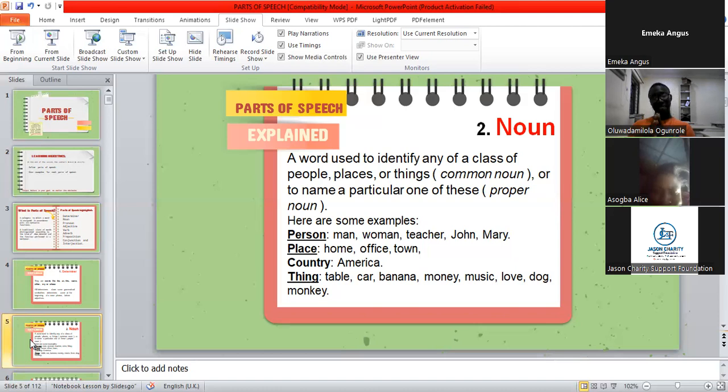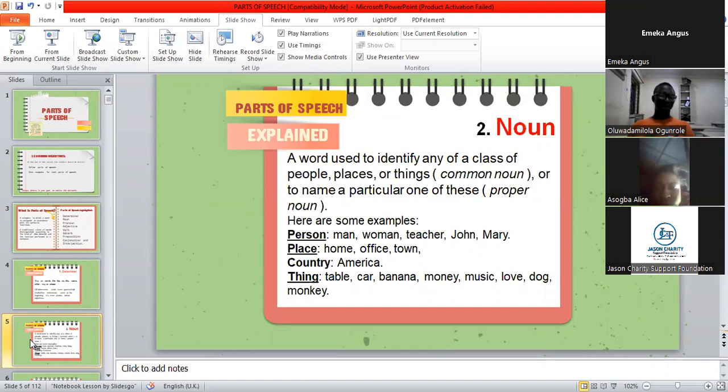You can have an example of a name, John, Mary. Or basically, you can just use some of these things as a common thing: man, woman, teacher, and things like that. You could have the name of places. You could talk about your home, your office, your town, and all other things. You can also call a country part of a place. Now you can call that a noun too.